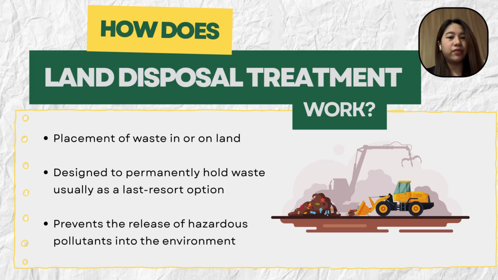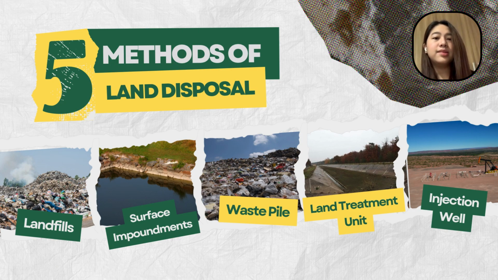Land disposal refers to the placement of hazardous waste into or onto land. Disposal facilities are specially designed to permanently isolate the waste and prevent the release of hazardous pollutants into the environment. This is a common method used when waste cannot be recycled, reused, or safely treated. The main land disposal units include landfills, surface impoundments, waste piles, land treatment units, and injection wells. Let's begin with landfills.